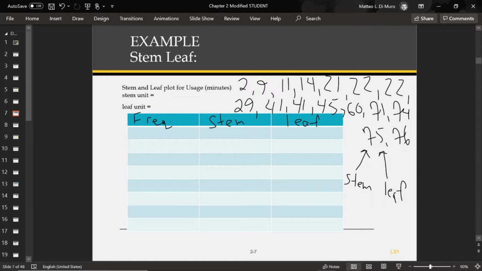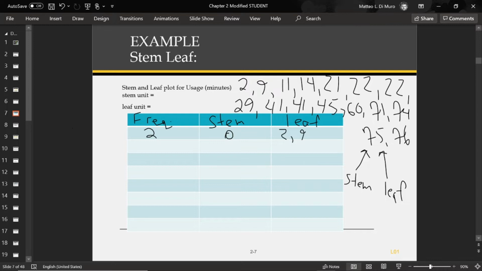So I'm seeing numbers like 2 and 9 that don't have a tens digit, so that would make the stem a 0. And then in this column we write all the leaves. So we have a 0 and 2, as in nothing for the tens and a 2 for the ones, and then we have a 0 and 9. There we go. So I got 2 leaves, so the frequency in that category is 2. There are 2 pieces of data in that category.